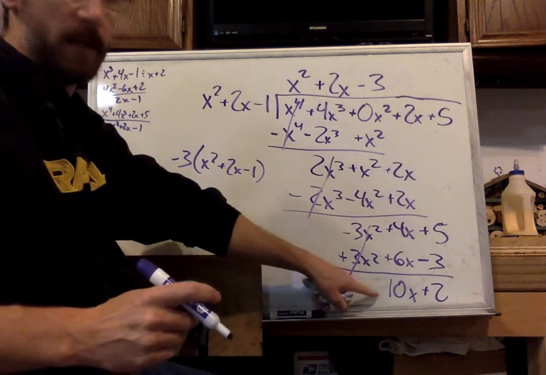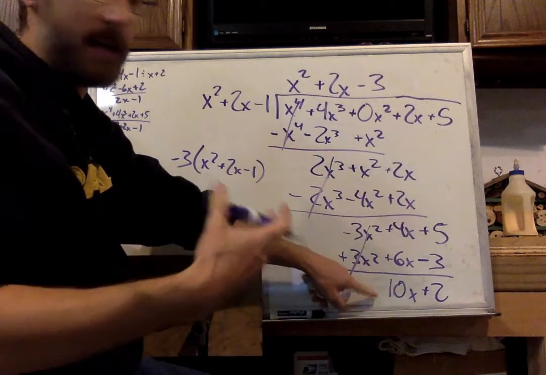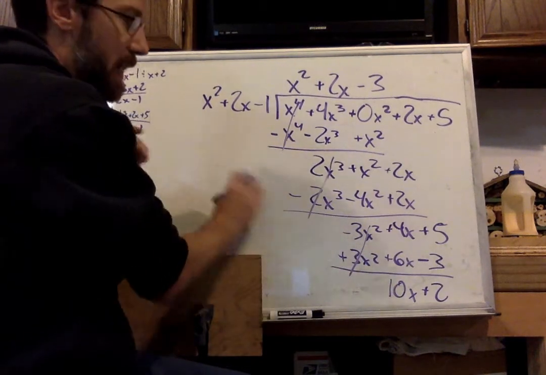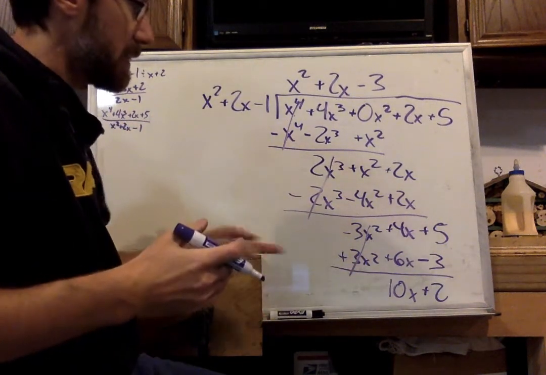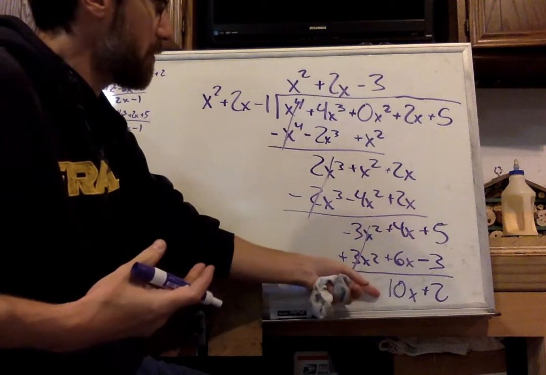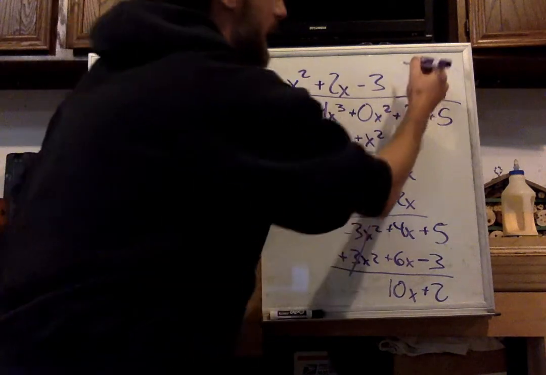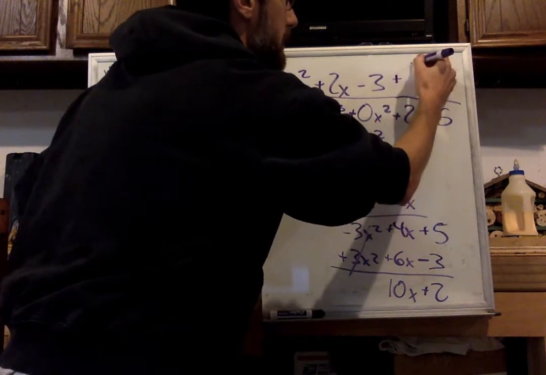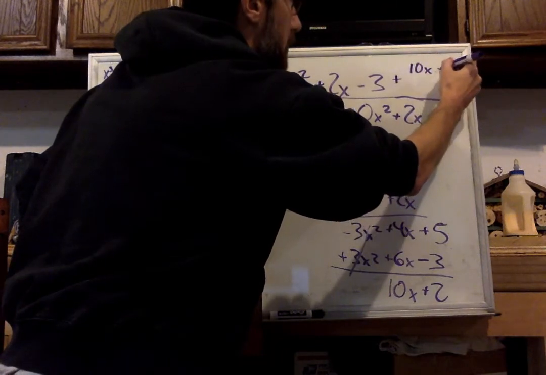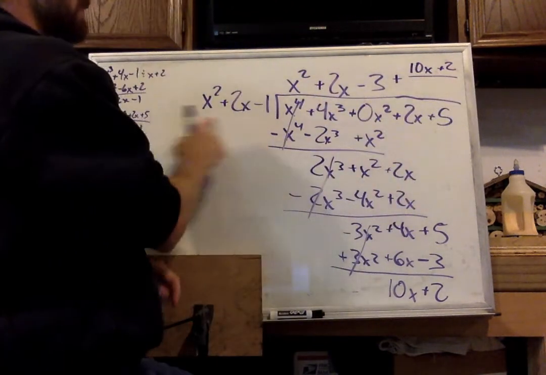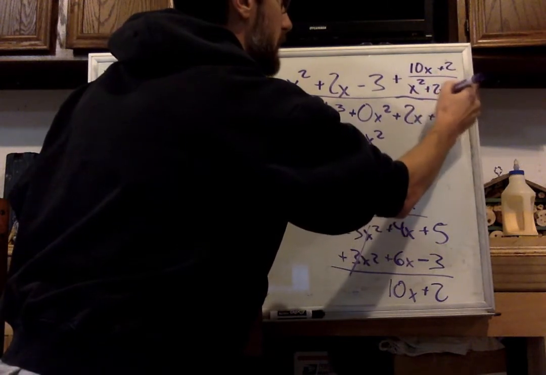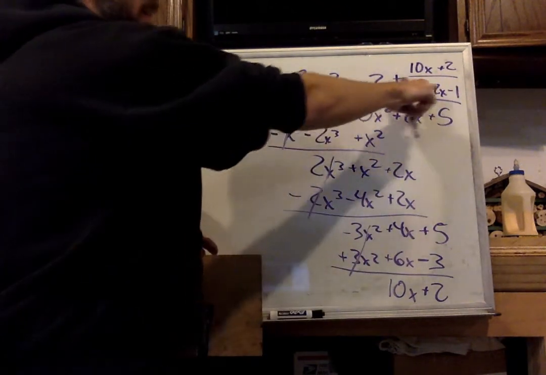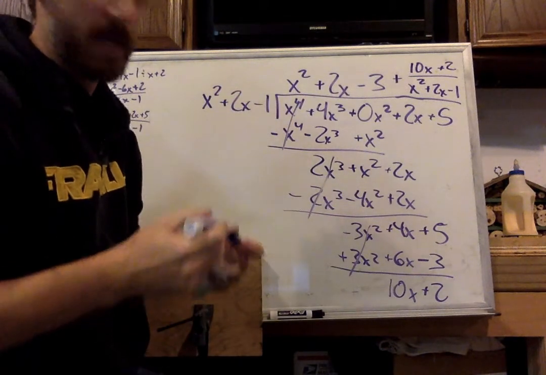At this point, I can't divide it any further, right? If I try to divide 10x divided by x squared, it doesn't divide evenly. So that means I can stop now. This is my remainder, and so now I just have to take that and say it's 10x plus 2 all over what I'm dividing by, which is x squared plus 2x minus 1. And all of that stuff on top is my answer.